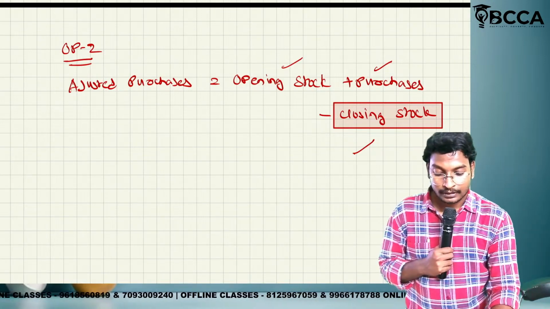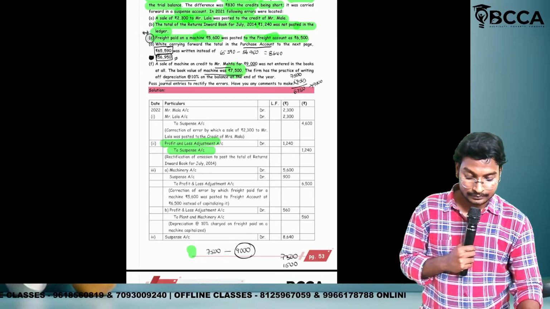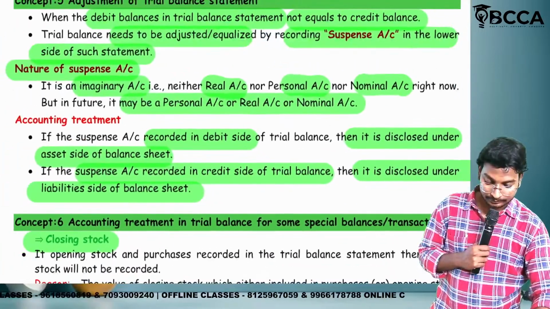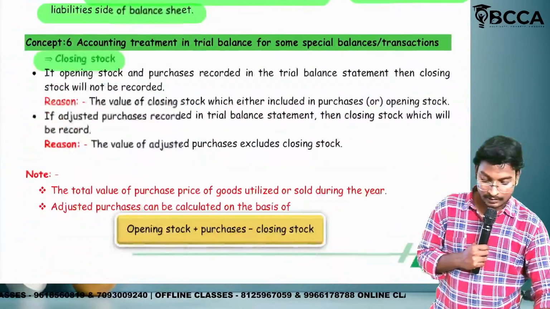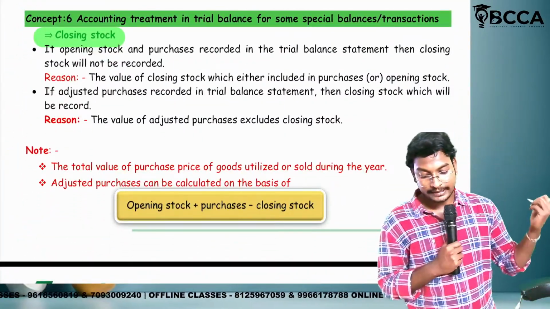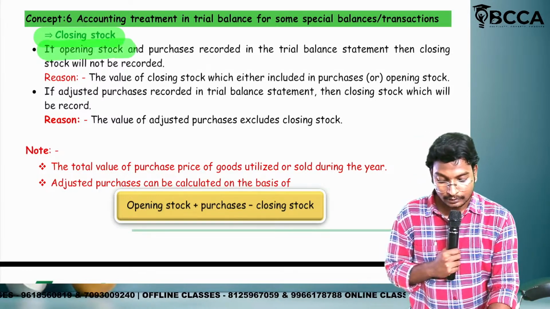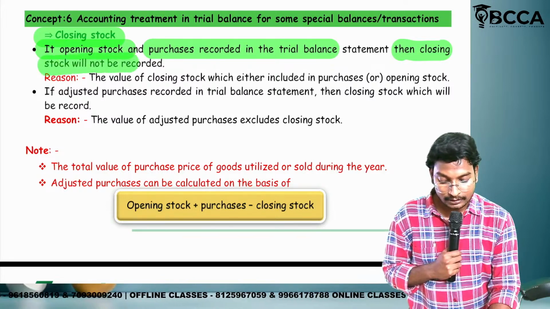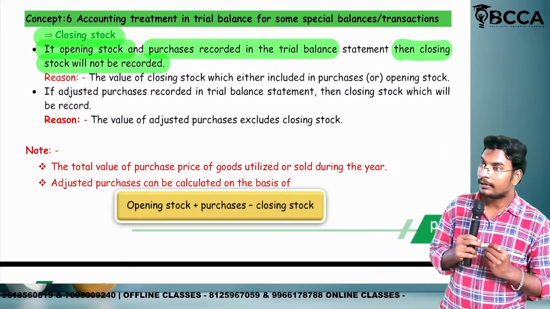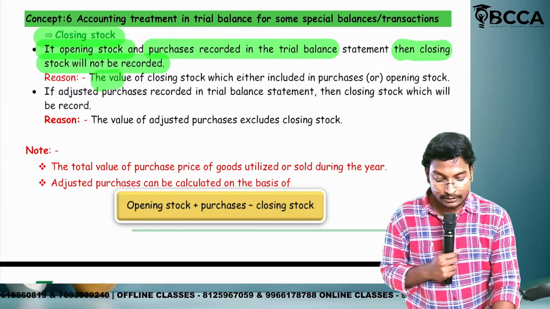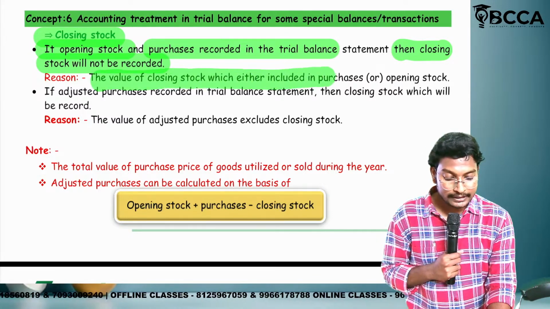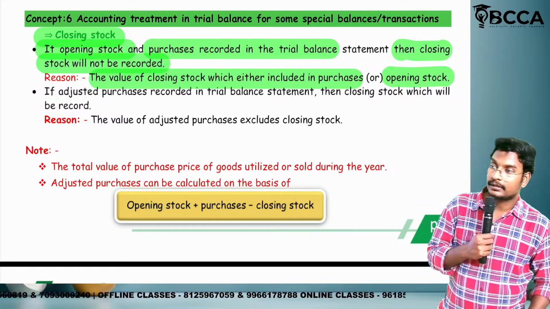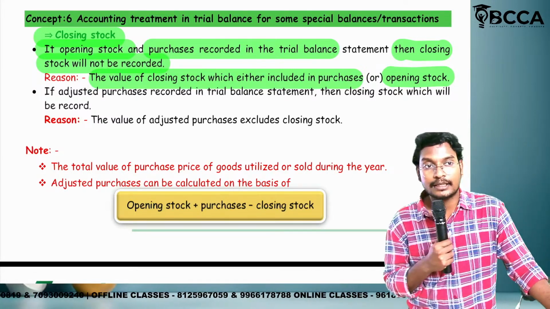Now you have to read the concept book. See, what he is saying: if opening stock and purchases are recorded in the trial balance statement, then the closing stock will not be recorded. What is the reason? The value of the closing stock is either included in the purchases or in the opening stock. So we need not record the closing stock once again in the trial balance.